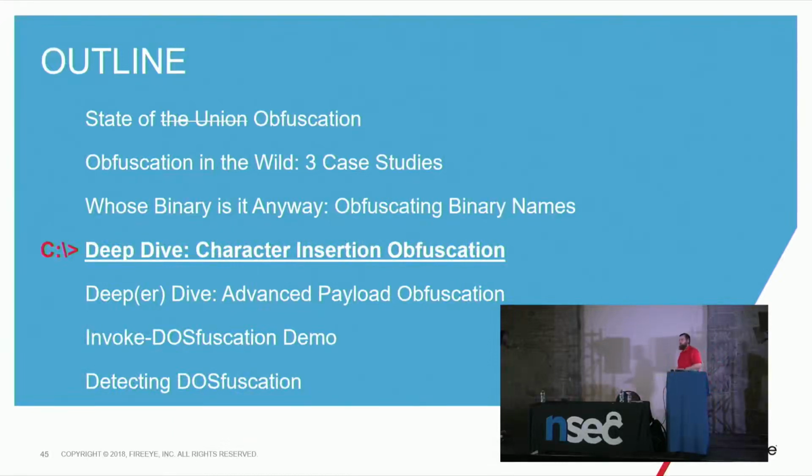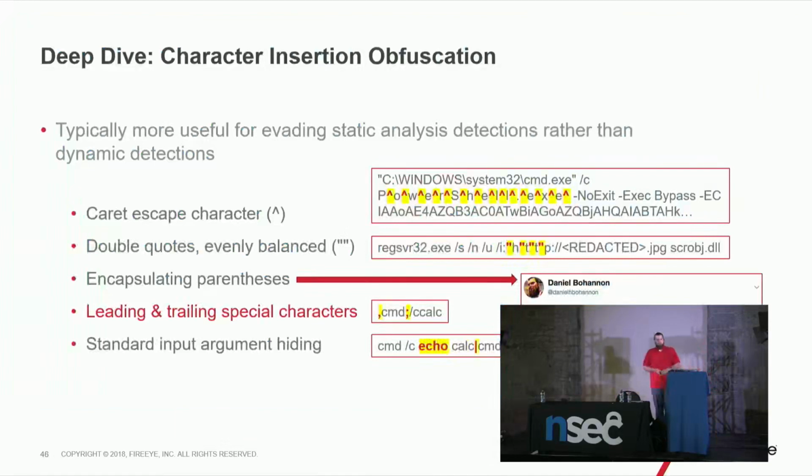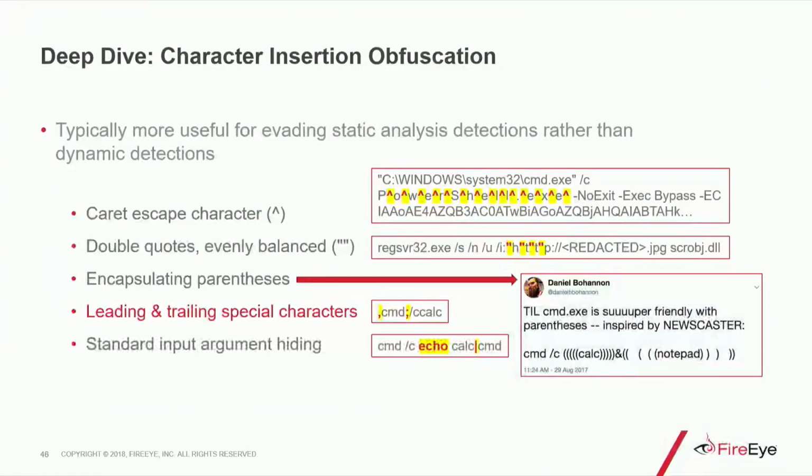Character insertion obfuscation. What does this look like? In most cases, this is more useful for evading static signatures, but there are plenty of dynamic use cases that I think aren't talked about quite a lot. The caret character is the most common one. The double quotes, as long as they're evenly balanced, that's really important, and we'll see why in a later example.